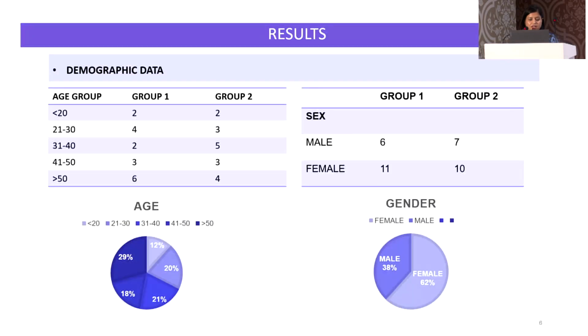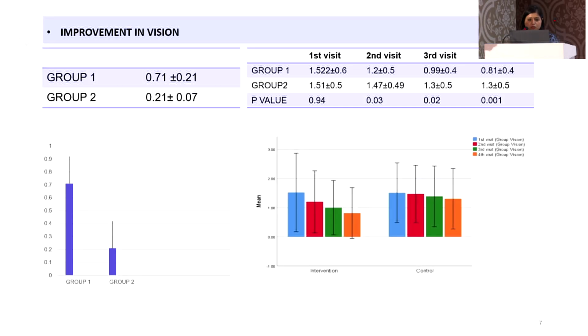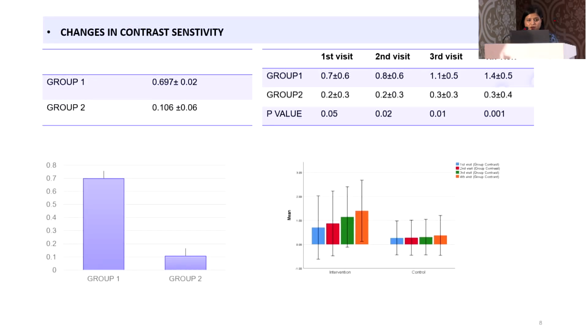In our results, in group 1, the maximum patients were more than 50 years of age, and in group 2, between 31 and 40 years. Female preponderance was noted in both groups. Improvement of vision in group 1 was 0.71 plus minus 0.21, while in group 2 it was 0.21 plus minus 0.07. On subsequent visits, there was a significant difference in improvement in vision among the groups, with a p-value of 0.001. On contrast sensitivity, group 1 improved by 0.697 and group 2 by 0.106, and on subsequent visits the difference between the two groups was statistically significant.